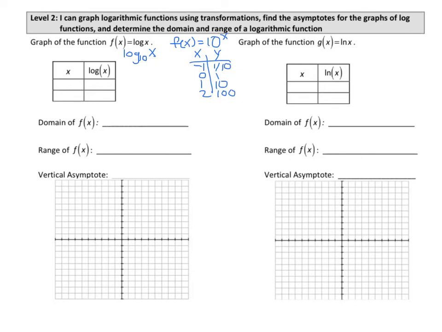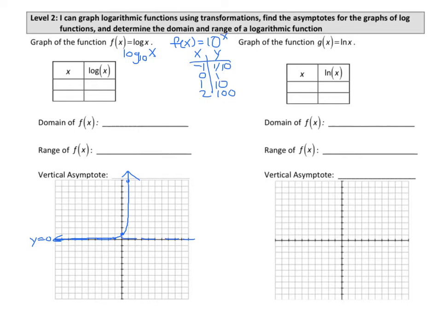And let's go ahead and graph that just to recall what an exponential graph looks like. -1, 1/10, 0, 1, 1, 10, and then 2, 100 is not going to fit on the graph. This graph has a horizontal asymptote at y equals 0, and it looks something like this.